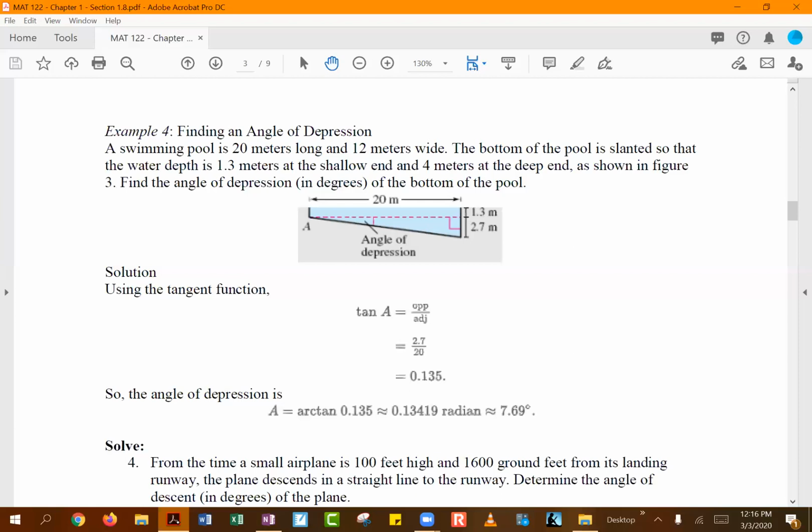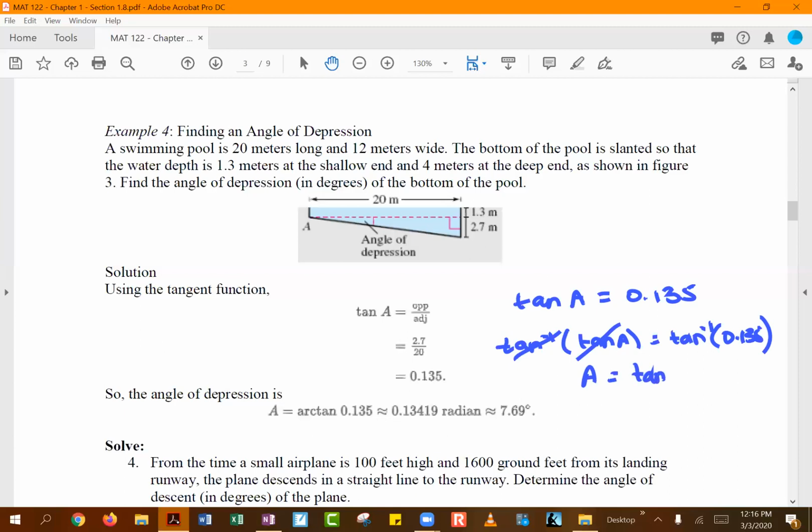So basically what's happening right here, where you have your tangent of A equals 0.135, they're taking tangent inverse on both sides, so that your tangent and tangent inverse cancel out, and you're doing tangent inverse on 0.135. So that's how they actually came up with this statement here.